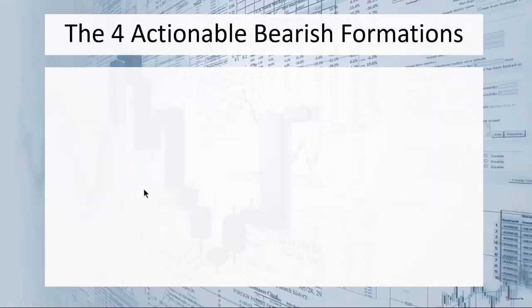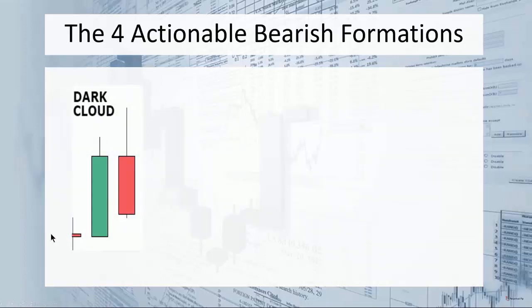Let's talk about the 4 actionable bearish candlestick formations. The bearish corresponding formation to the piercing line is known as a dark cloud. And the dark cloud is effectively the same thing in reverse.